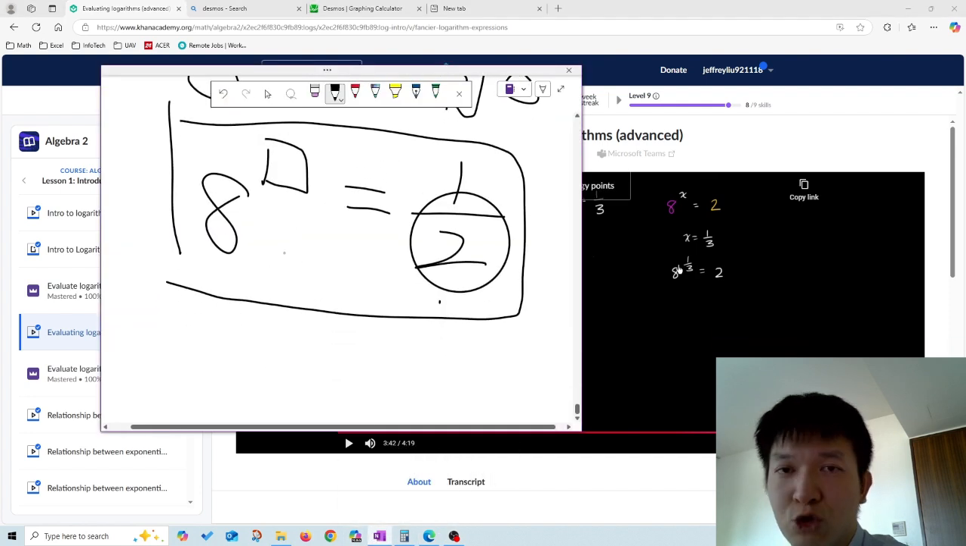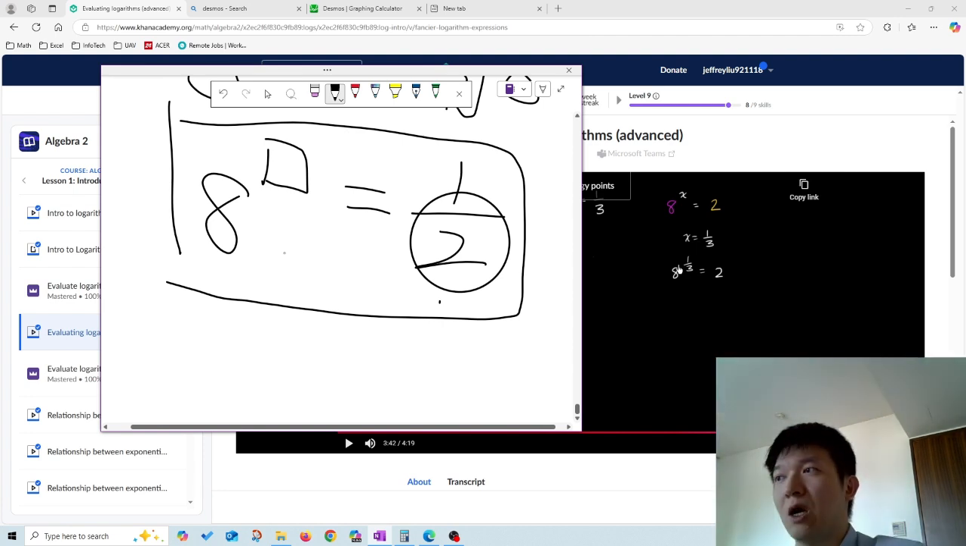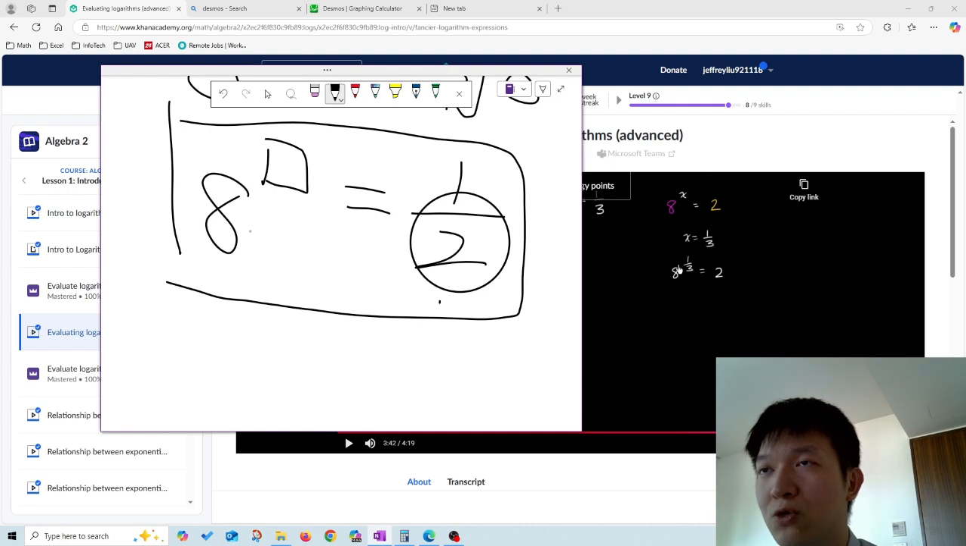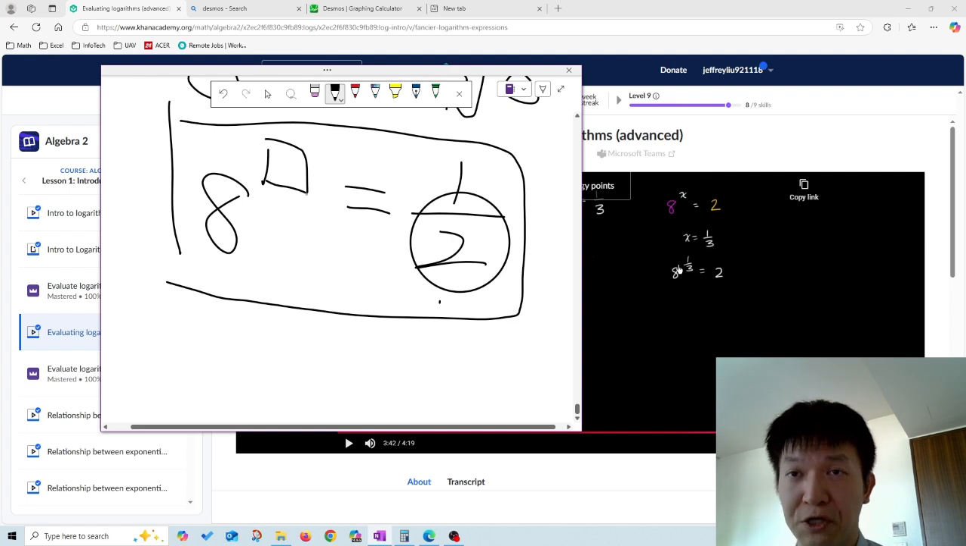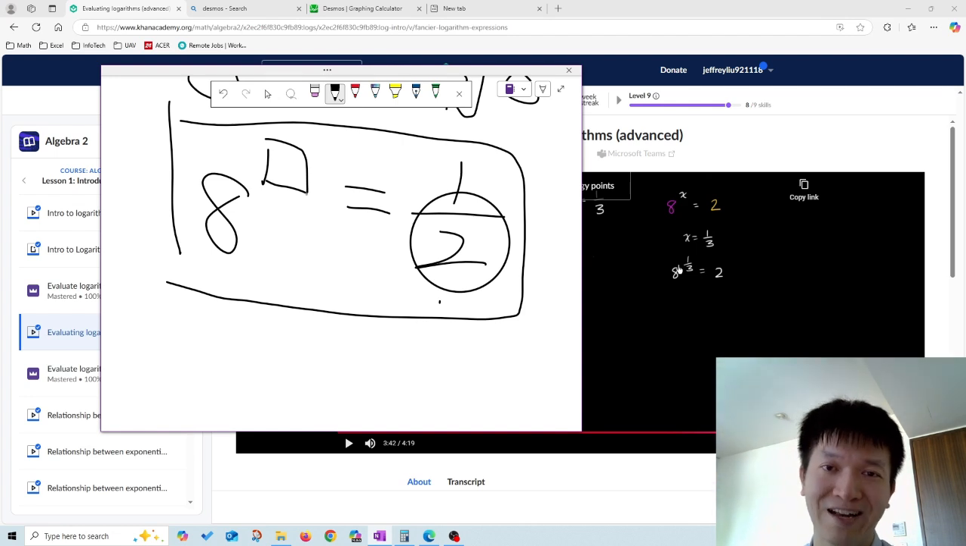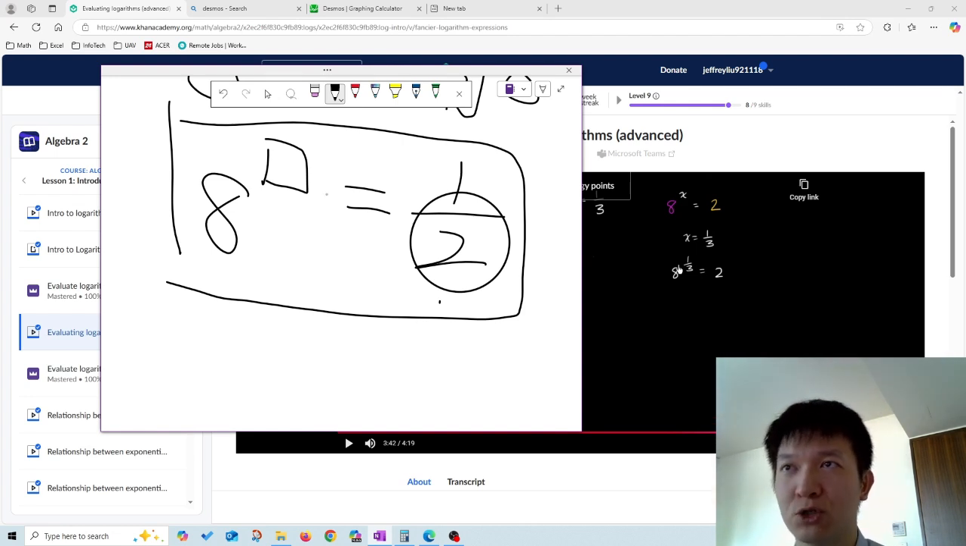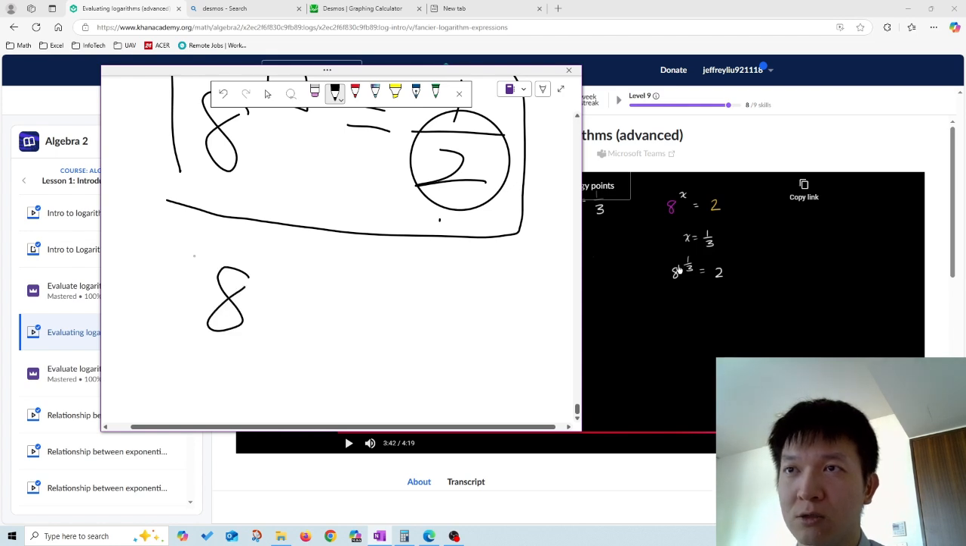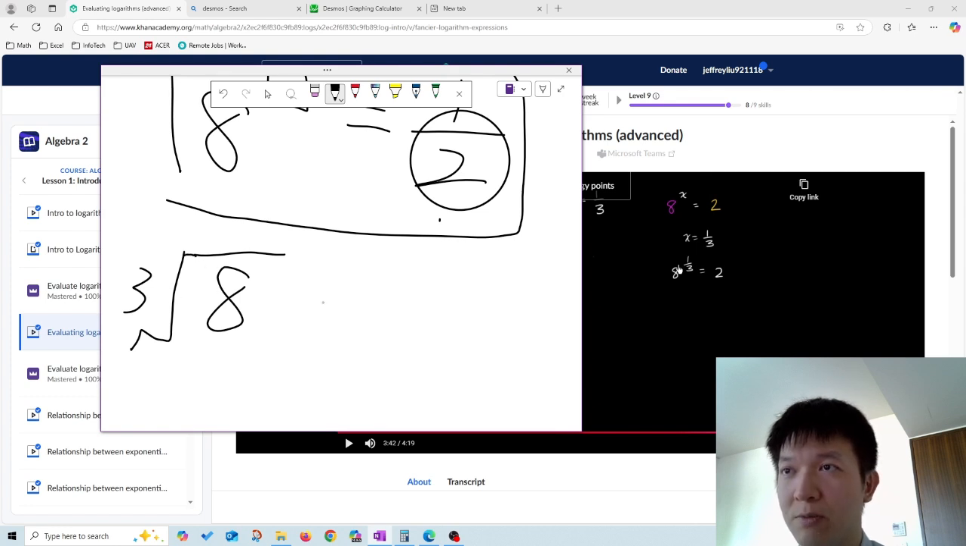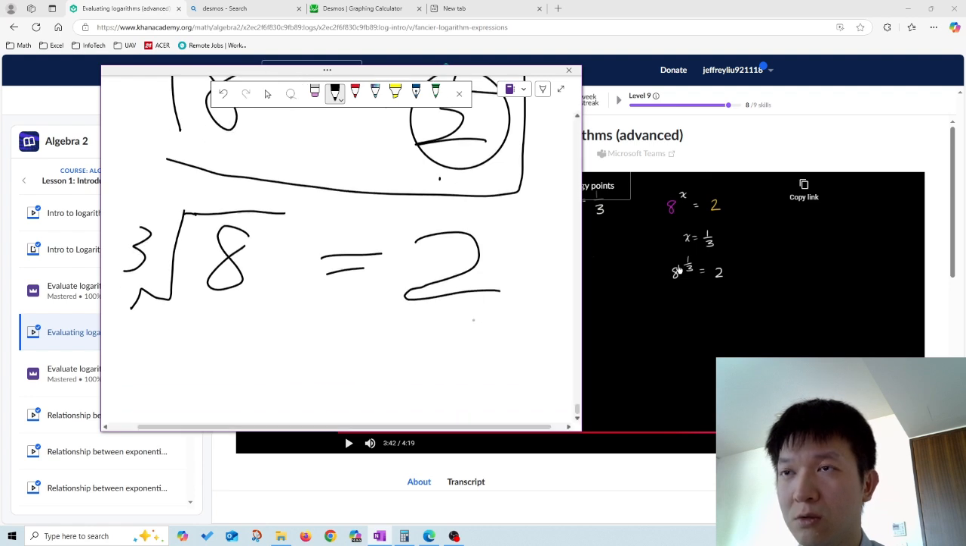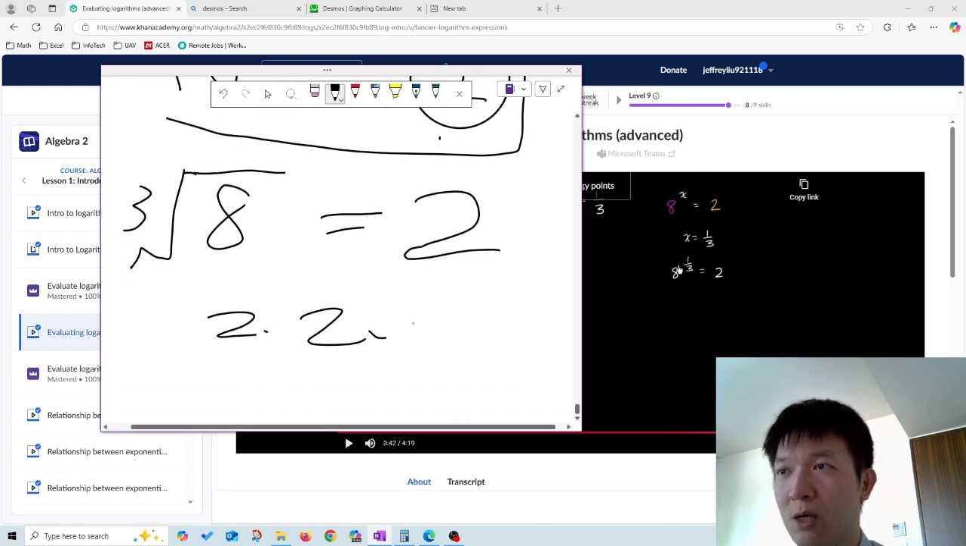Okay, so I'm going to try to get to 2 first, just 2. I'll figure out the negative later, or we can add on the negative later. The third root of 8 is going to be 2, because 2 times 2 times 2 equals 8. So that's going to be 2.